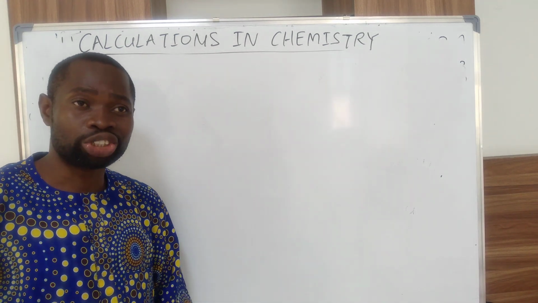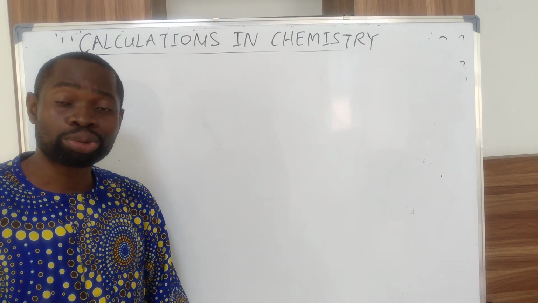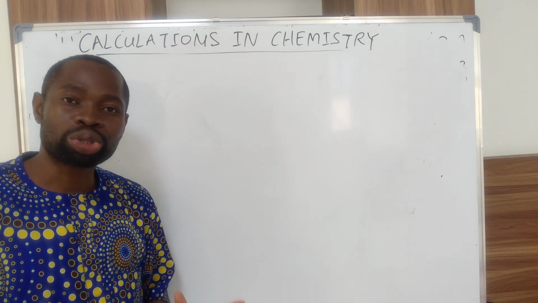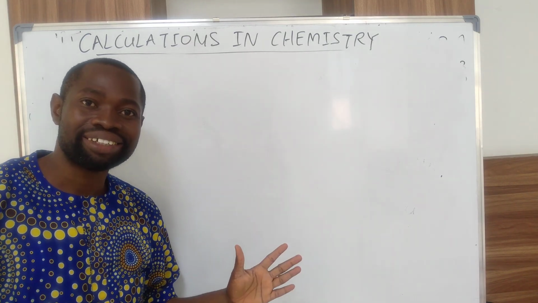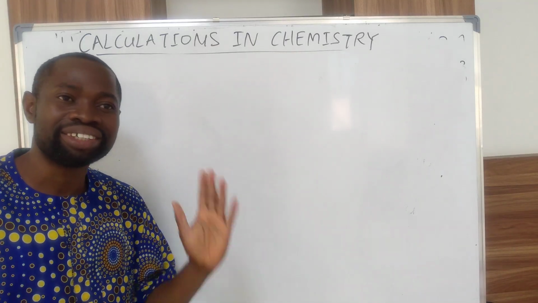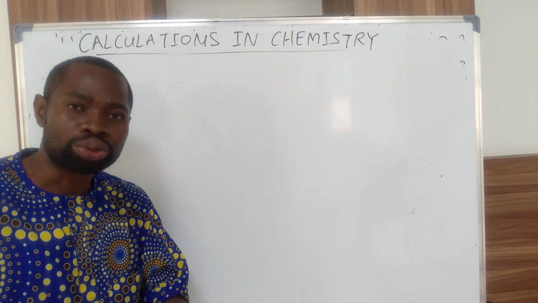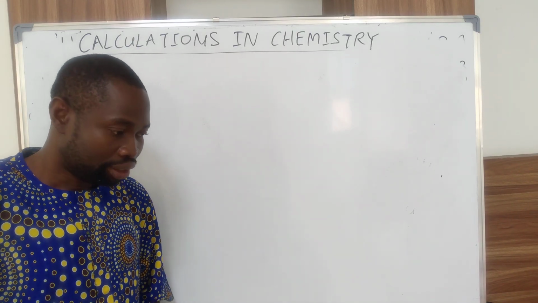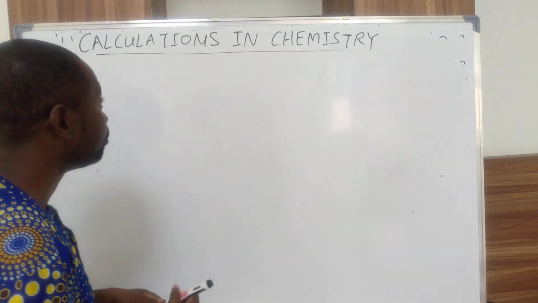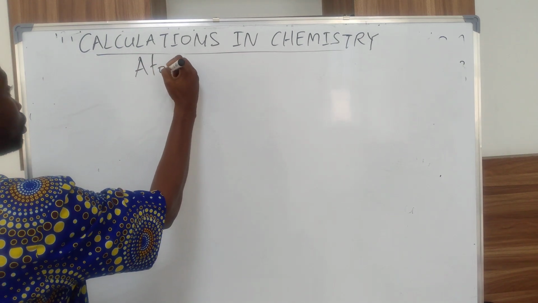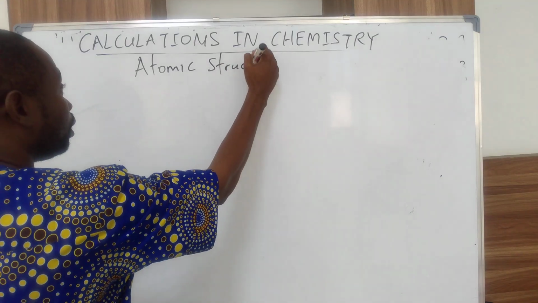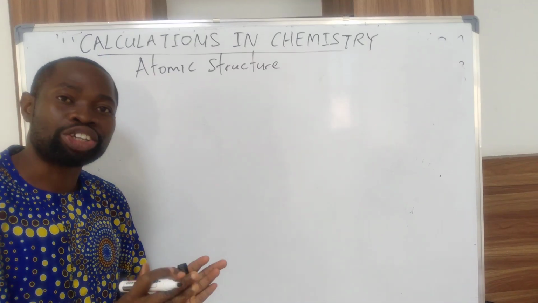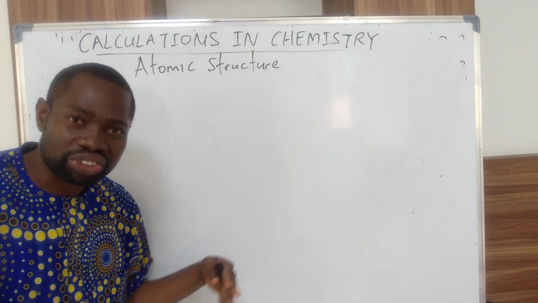It's going to be up to 60 series, covering all the calculations in chemistry. I'm going to start from the foundation, from the beginning, and break it down in the simplest way that anybody can understand. So today I'm going to start with atomic structure. I am not going to be defining what an atom is. I just want to concentrate on the calculations.